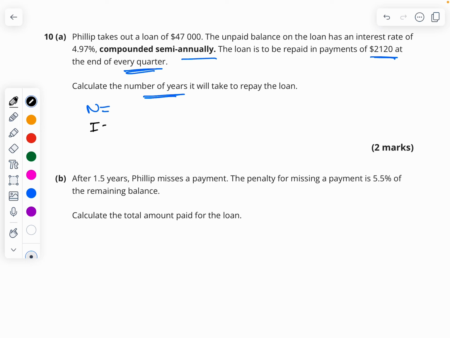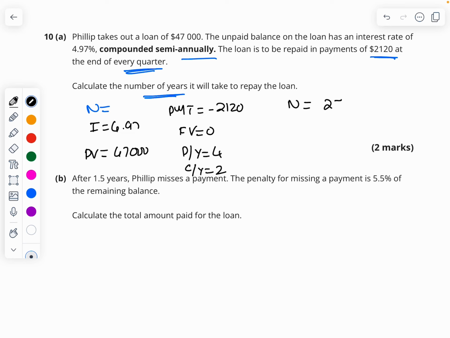Then I equals 4.97. PV equals plus 47,000, as he is taking the loan. Then PMT equals minus 2120. Then future value is equal to 0. P upon Y every quarter is 4. C upon Y, it is semi-annually, 2. So when I calculate the n value, I will be getting it as 27. So 27 divided by 4, which is 6.75 years.